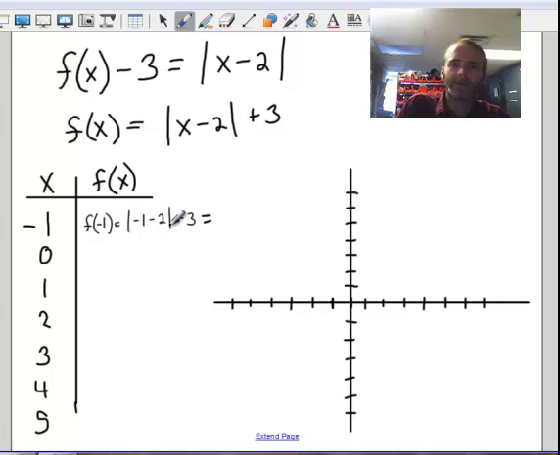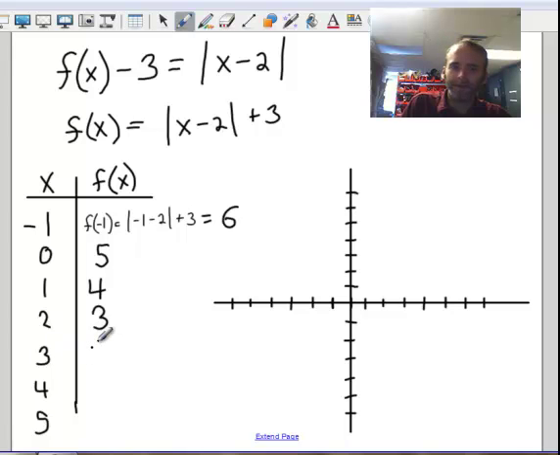But -3 in the absolute value is a +3, so I end up with a 6 right here. Now for all these values I can do the same thing. If I have a 0 instead here, 0 minus 2 would be 2. 2 plus 3 is 5. For this one I would get a 4. For this one I would get a 3.